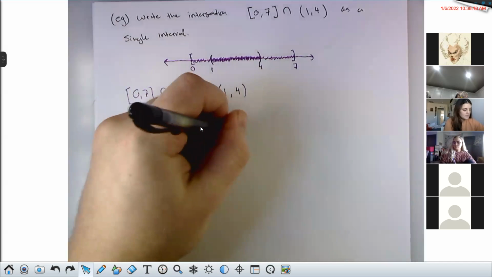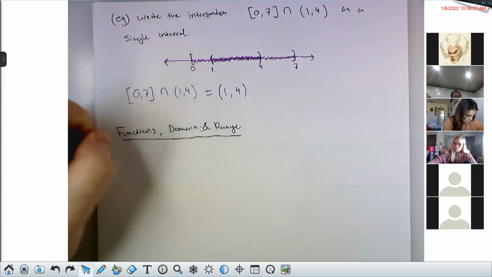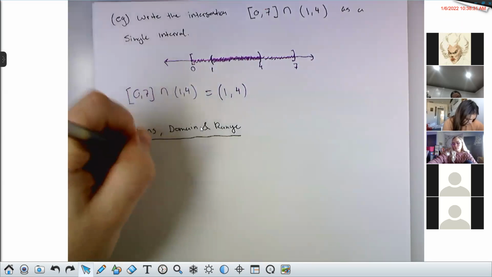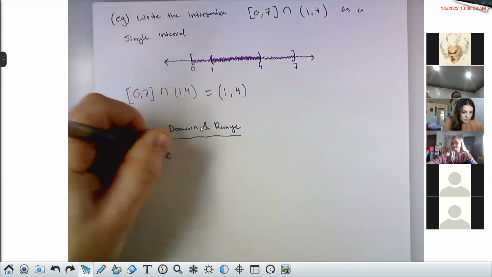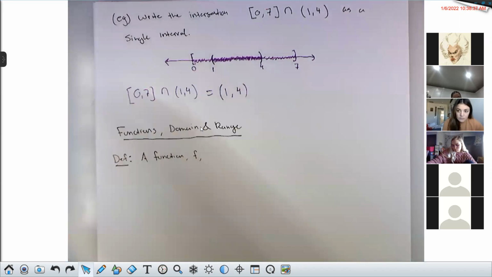So here's our first real unit, non-review: functions, domain, and range. I think this is probably something that most of us have seen before, but I'm going to give you a definition, just in case. A function, and I'll give it a name here, f. It's usually the name we use for a function, sometimes other letters.